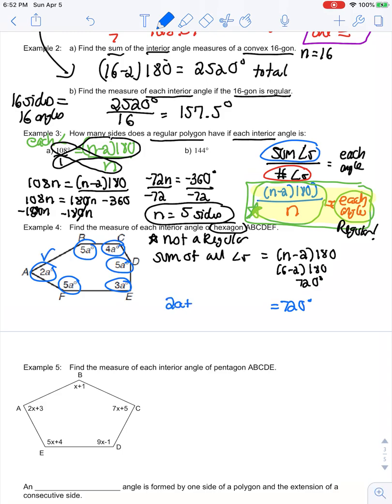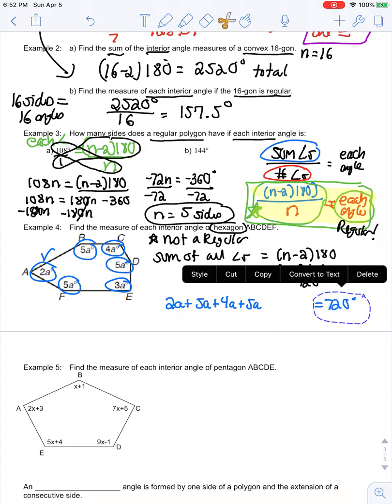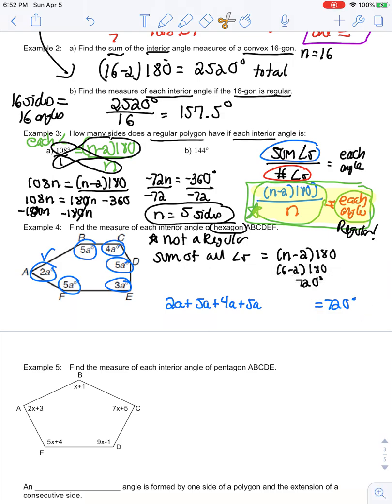So I'm going to write an equation. My first angle, angle A, is 2A, plus angle B, 5A, plus 4A, plus another 5A. Let me slide this down. Plus 3A plus 5A equals 720. Let's make sure we have all the angles here. This is angle A, B, C, D, E, and angle F for a total of 720 degrees.